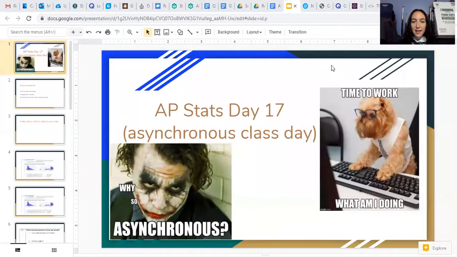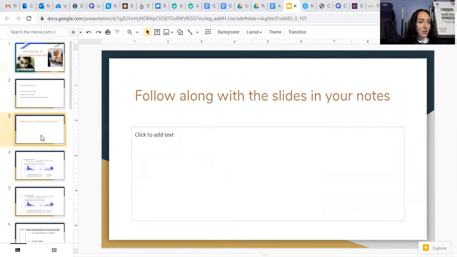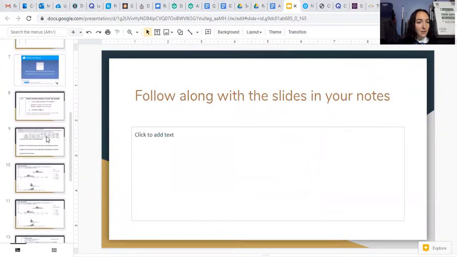So let me share screen and show you what you're looking at. Okay, so today is your asynchronous class day. You can be going through these slides. You should have already seen the announcement slide, and you know the end of the quarter is on Thursday, and that you have the opportunity to come pick up a calculator this week. Please do this because statistics is so much better when we have calculators. You should have already seen some of these slides, but you can follow along with these slides in your notes and make sure to participate in each part.